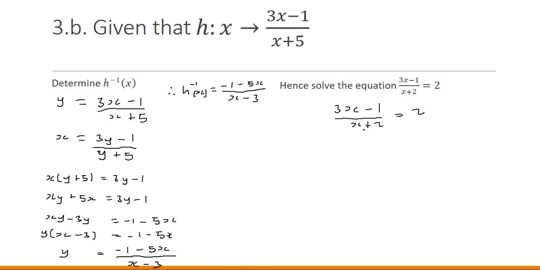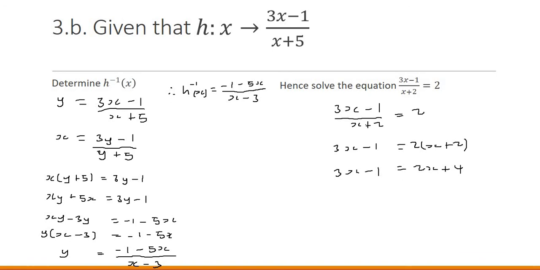So I need to get rid of the fraction, which is to multiply both sides by the denominator. So if I multiply both sides by the denominator, on the left, what I'm going to have is 3x minus 1 is equal to 2 times x plus 2. Here, I'm going to apply the distributive property to the right hand side to get rid of the bracket. So what I'm going to have in the bracket is 2 times x, which gives me 2x, and 2 times 2, which gives me a positive 4. And just write back what I have here on the left hand side, which is 3x minus 1.